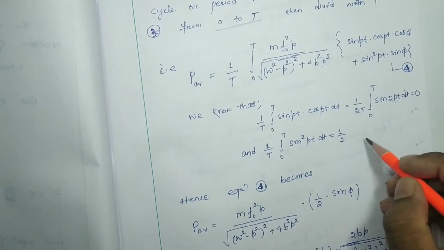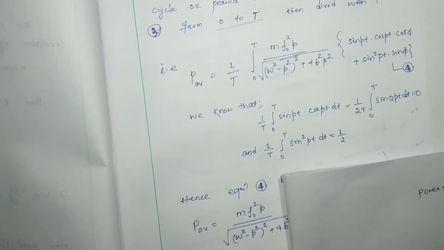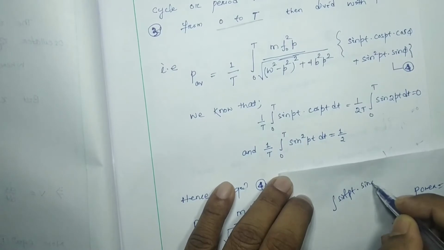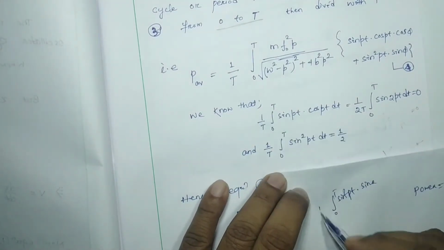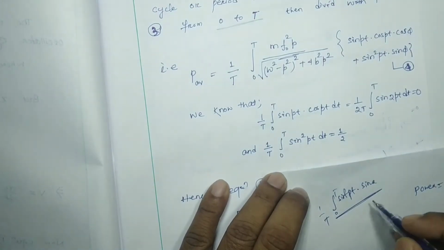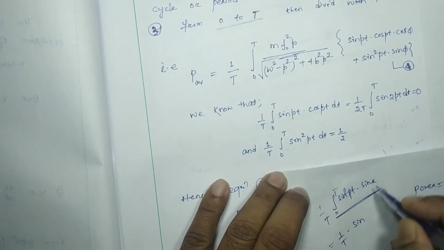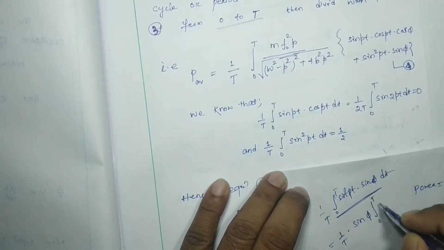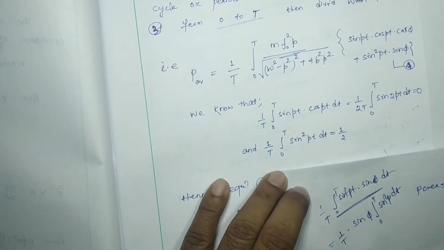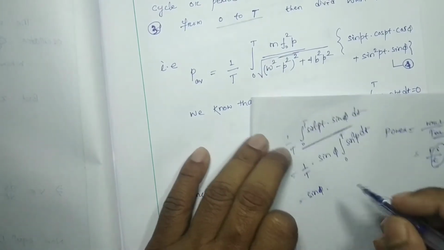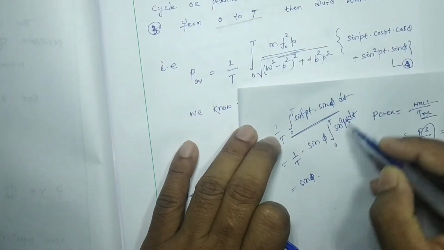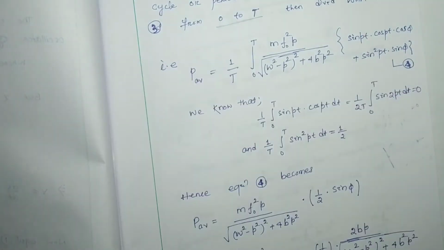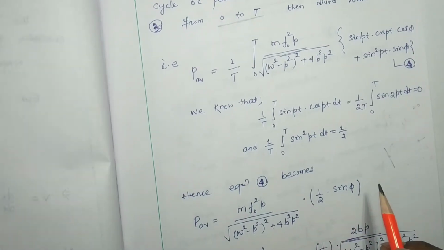This will be the integration of sin square pt into sin phi from 0 to T, and 1 by T is there. This value can also be written as 1 by T into sin phi dt; sin phi can move outside the integration 0 to T sin square pt dt. So sin phi into the integral 0 to T sin square pt dt times 1 by T will be equal to 1 by 2. So here it can be written as 1 by 2 sin phi only.